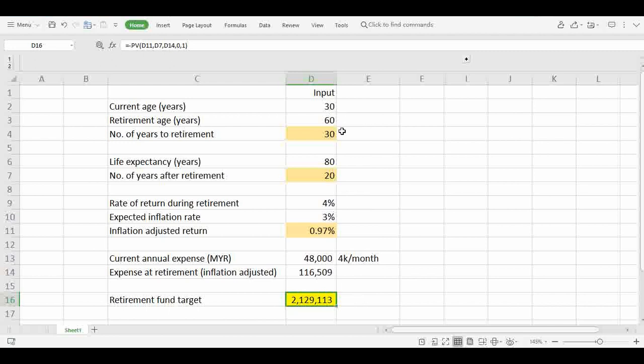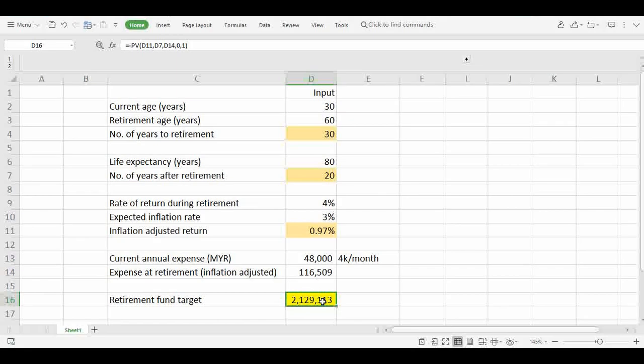So all these inputs over here are something that you can adjust accordingly based on your current position or situation. And as you go along the years, you can recalculate again to see what the actual retirement fund that you need is.